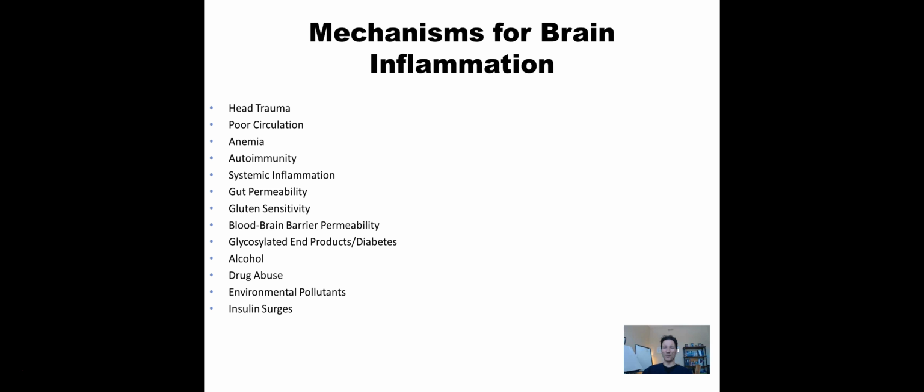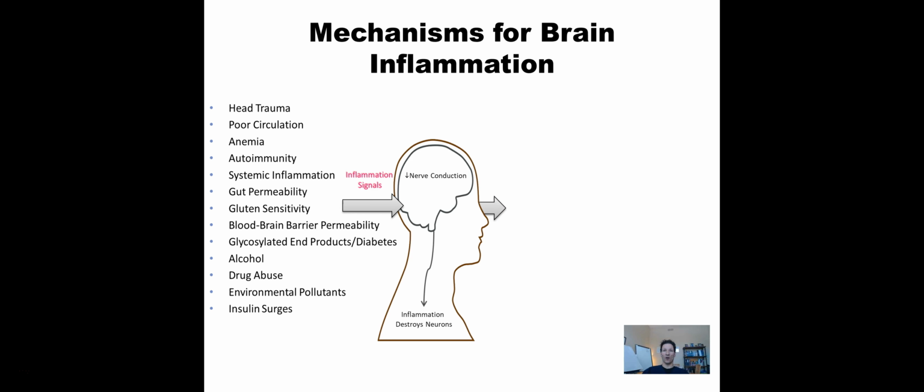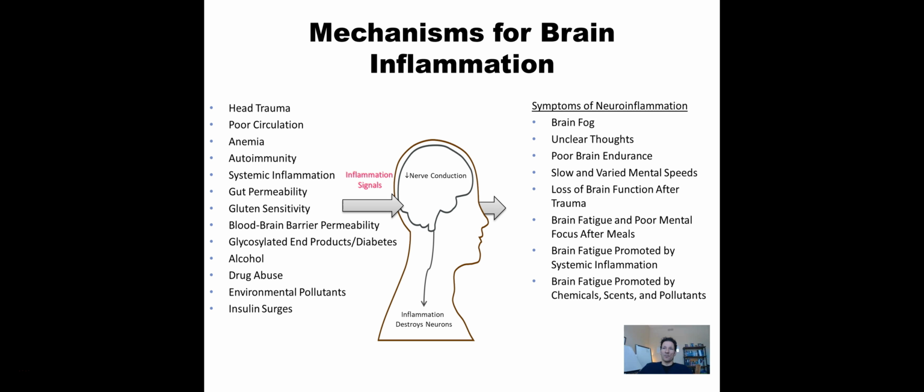For looking at the triggers of inflammation once that leakiness has happened, the blood-brain barrier permeability in itself is a source of inflammation. Anemia is a source of inflammation. Drugs, alcohol, environmental pollutants, so on and so forth. Leaky gut is a source of brain inflammation. All of this shows up as these symptoms.